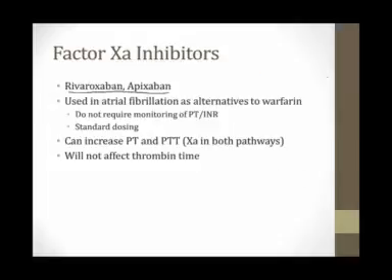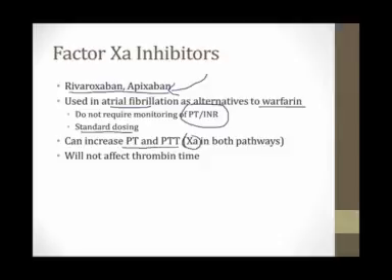So rivaroxaban and apixaban are the two factor Xa inhibitors, and you will mainly see them used in atrial fibrillation as alternatives to warfarin. As we'll see later in this module, patients on warfarin need regular monitoring of their PT-INR level. That is not necessary if patients take these drugs instead. They are administered via standard dosing. Now, if you do test the coagulation cascade in patients taking a Xa inhibitor drug, you will see that these drugs can increase the PT and PTT. That's because Xa is involved in both pathways. You won't see any effect on the thrombin time, and that's because these drugs do not inhibit thrombin.